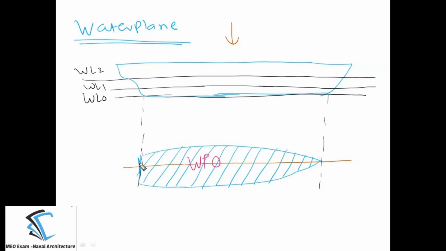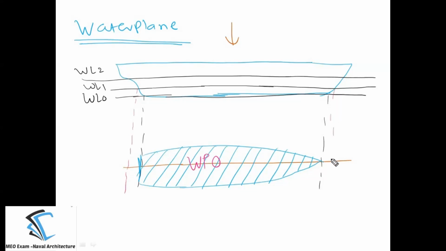So you can see here, this is again an irregular shape body. If I ask you to find out the area of this irregular shape body, you cannot use any direct formula. We don't have any formula. So for that purpose, you have to use numerical integration. Okay, so this is water plane 0. If I ask you to find out water plane 1, again take the projections like this.